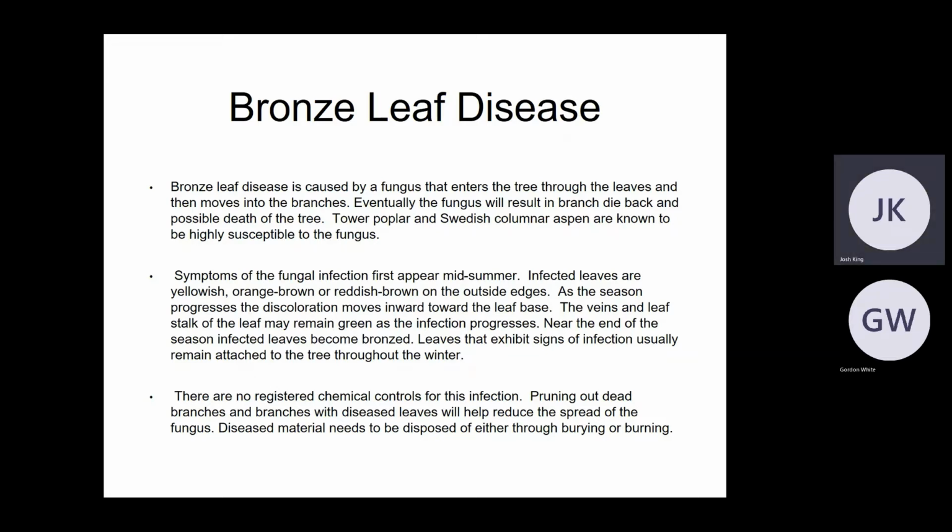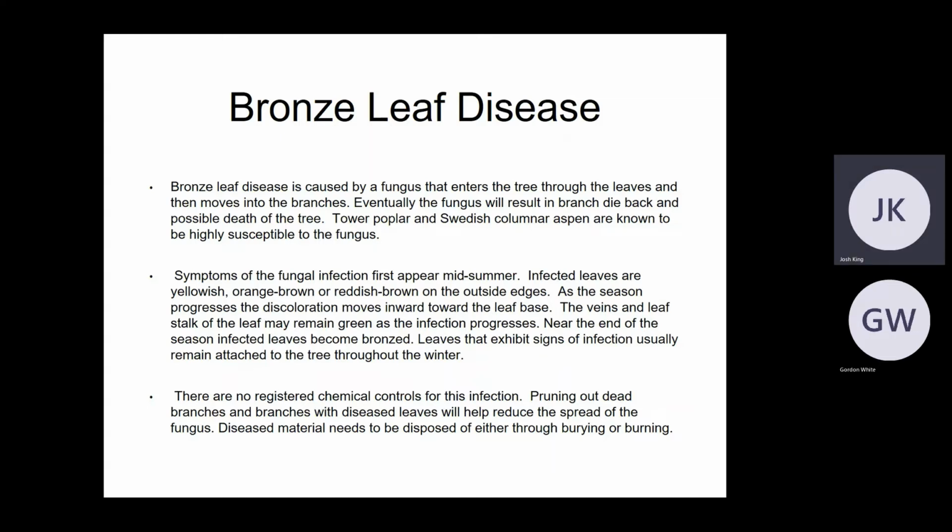So actually this is one fungal foliar disease that starts in the foliage and actually gets into the stem. Usually that's not the case. Usually the foliar diseases stay on the leaves and they're mostly cosmetic, but this one can transfer from the leaves into the twig and trunk. So these are highly susceptible: tower poplar, Swedish columnar. Like I said, I haven't seen it in an aspen yet. So this is good.